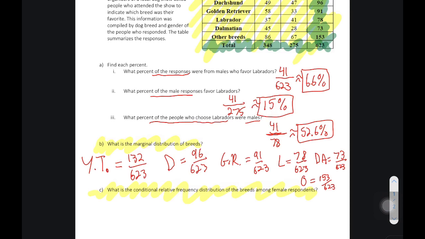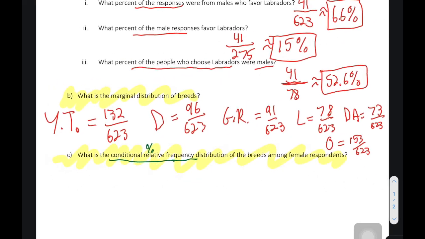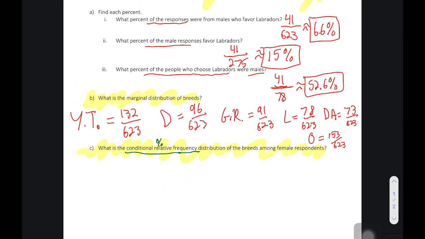Now C, what is the conditional relative frequency distribution? With this word conditional, I want you to think of, we're looking inside of the table. So marginal is on the outside, conditional is on the inside. Now, another word right here, relative. Remember I told you, if we see the word relative, we're actually going to have to make this a percent. That's not going to change too much. You'll see what I mean here in a second.